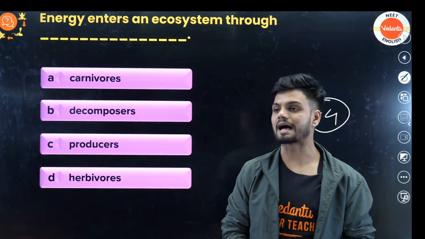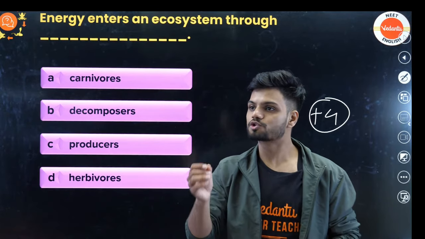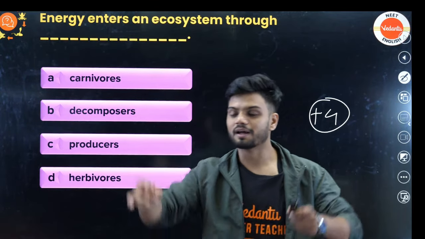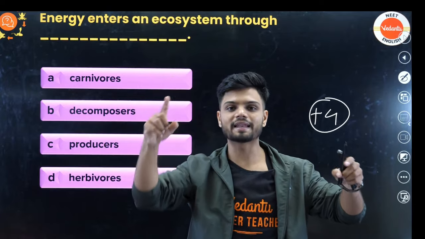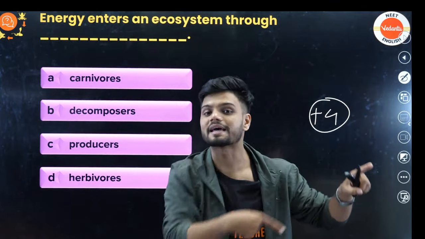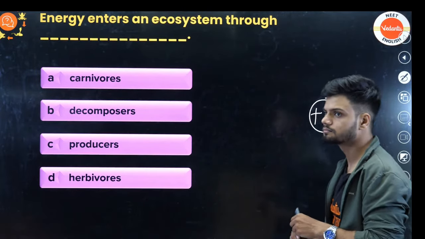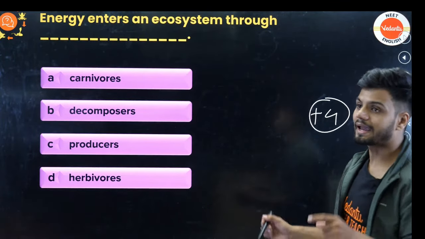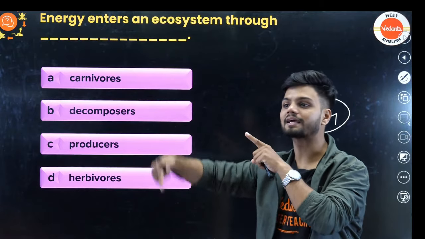Sir, if Newton's cycle is happening, won't it be bidirectional? Students, I can't say the name. It is a cycle. Bidirectional is going this way, and that way. This is actually a cycle. It is going as a cycle. See, energy is unidirectional. Nutrients is cyclic.